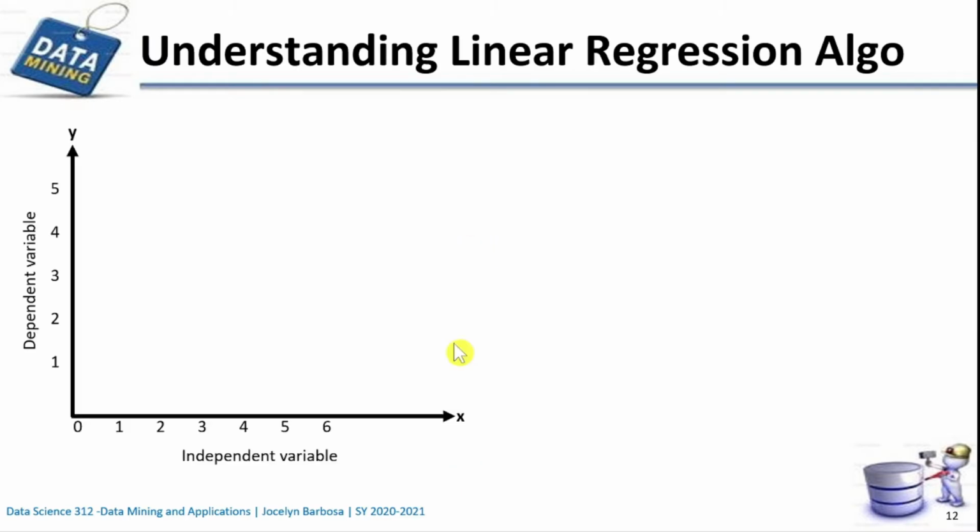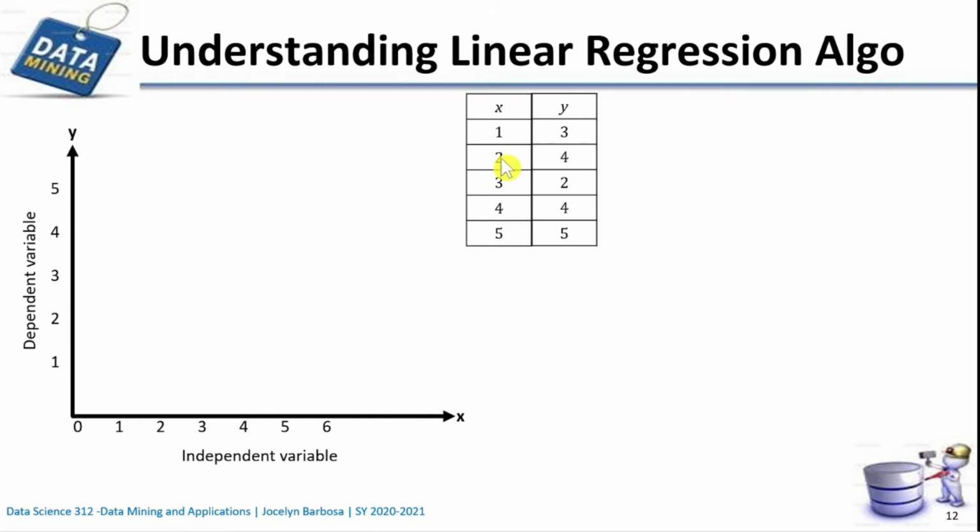So here is another example of linear regression and how the linear regression algorithm works. We have the independent variable and the dependent variable. Say we have the values 1, 2, 3, 4 and 5 of our independent variable x, and likewise for y. If we scatter plot them: if x is 1, y is 3; if x is 2, y is 4; if x is 3, y is 2; if x is 4, y is 4; and if x is 5, y is 5.